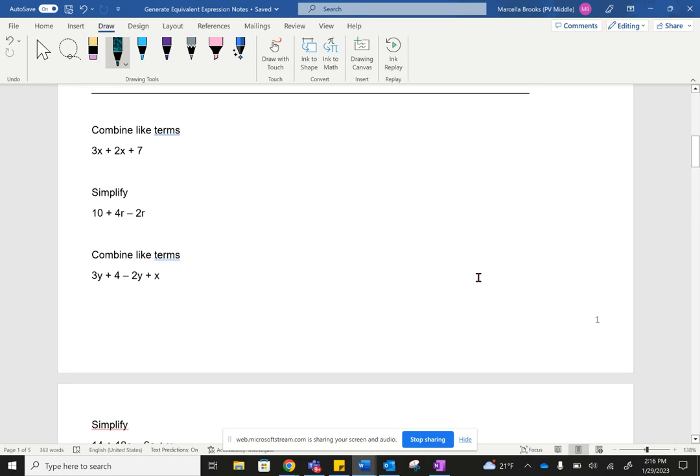So combining like terms. In this first example, I'm going to highlight my like terms. 3x and 2x are like terms because they both have the same variable. 7 is just by itself, so we can't combine 7 with anything because there's no like terms. If I combine 3x and 2x, I'm just going to add them together. That's going to become 5x. And then my 7 stays the same. So if I combine like terms, 3x plus 2x plus 7 becomes 5x plus 7.